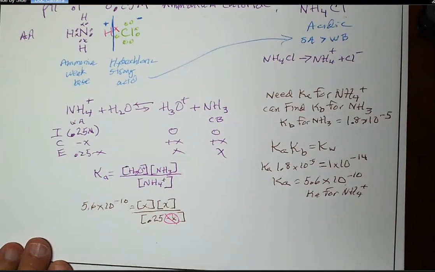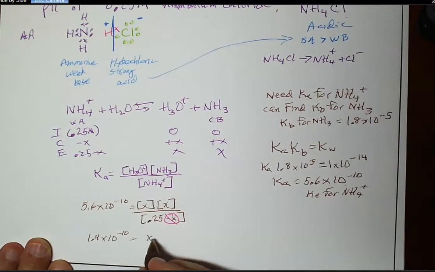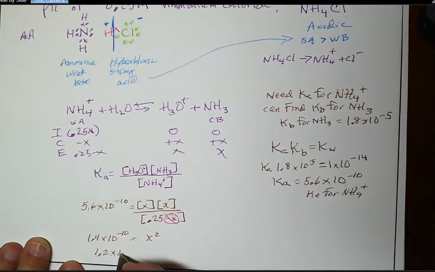It's close enough. So we need to multiply both sides by 0.25. Half of 5.6 is 2.8, and half of that again is 1.4. So 1.4 times 10 to the negative 10 equals X squared. So we take the square root, which means about 1.2, won't it be? 12 times 12 is 144, so 1.2 times 1.2 is going to be about 1.4, maybe a little less than 1.2. I'm just going to go with that. Times 10 to the negative 5. Square root of something to the minus 10 is going to be something to the minus 5.